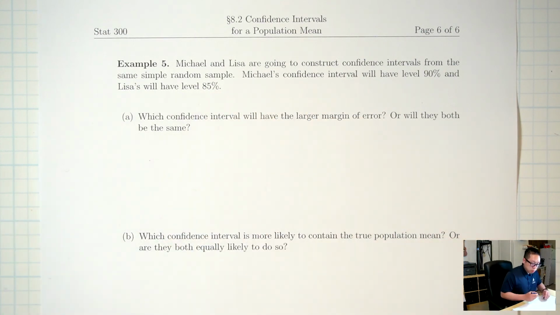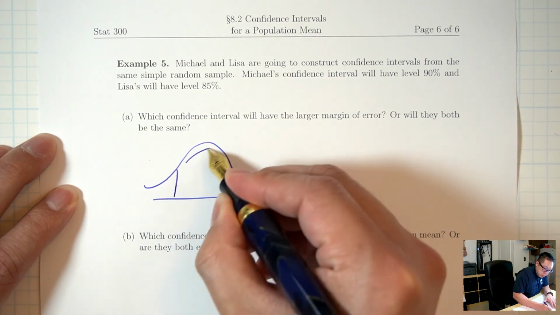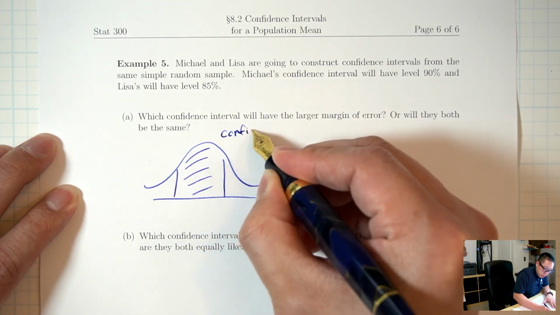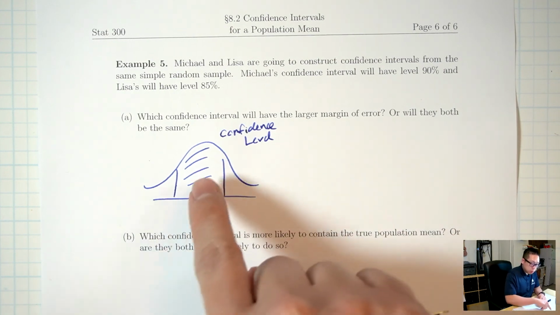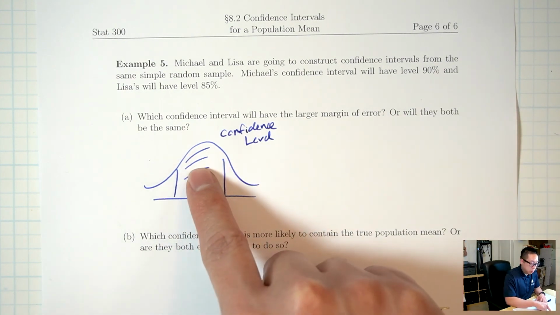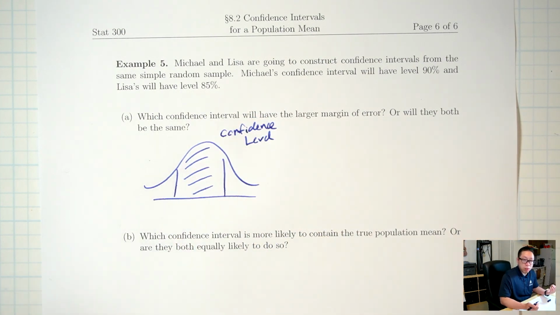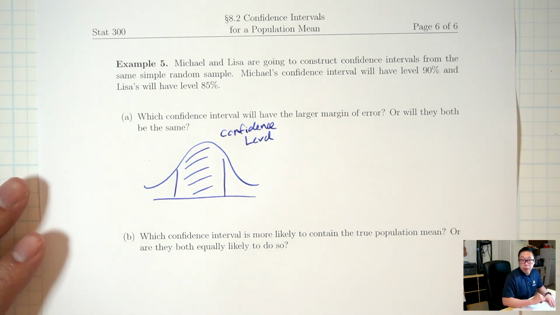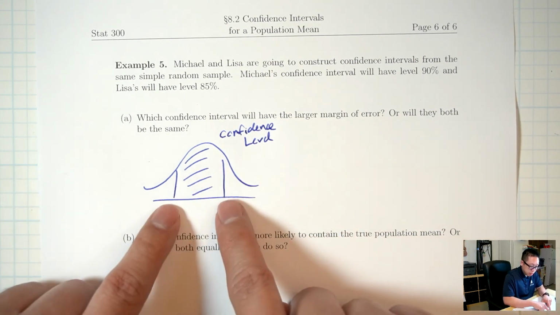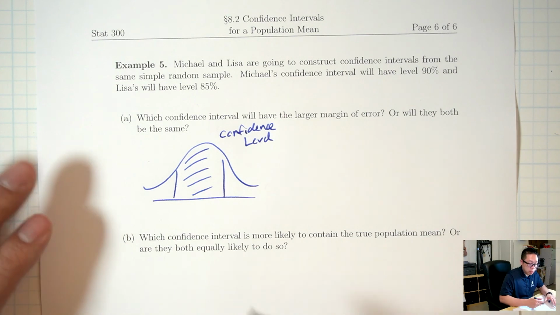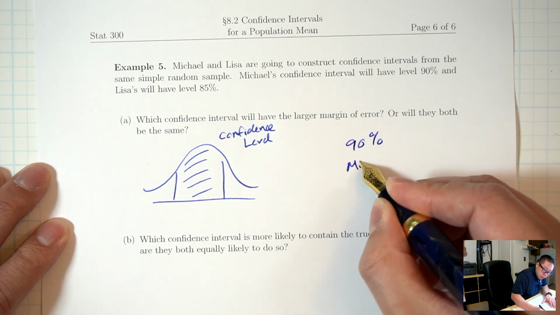What is going to affect who has the larger margin of error is that Michael's is going to be 90% and Lisa's is going to be 85%. And remember, confidence level has to do with this picture. Michael's is going to have 90% or 0.90 in the middle, and Lisa is going to have 85% or 0.85 in the middle. So who's going to have a larger margin of error? It's going to be the bigger area, right? 90%. Bigger area means that this will be wider. A wider interval means a larger margin of error. So it's going to be the 90%, which is Michael's.